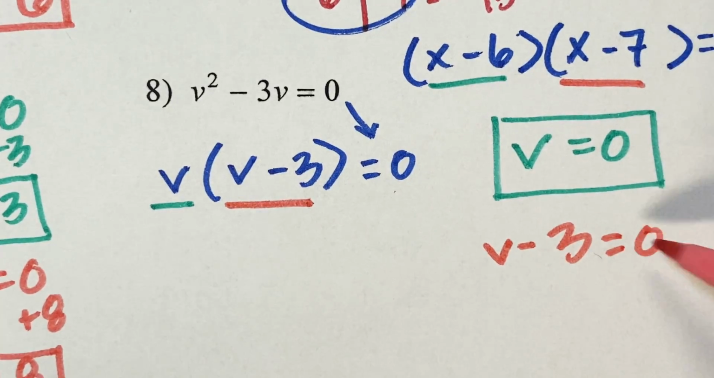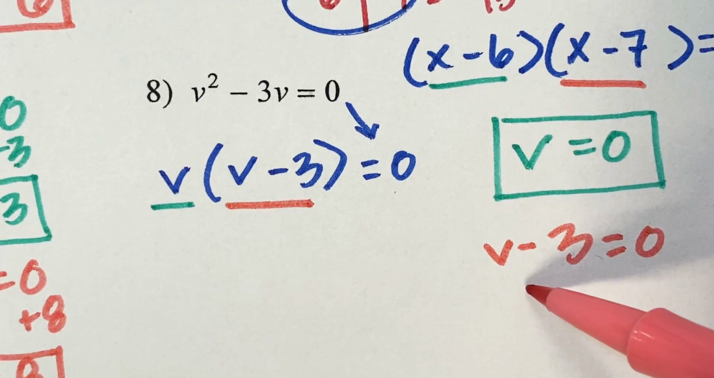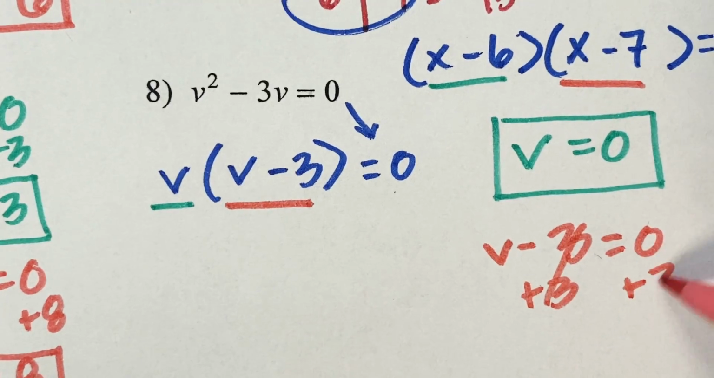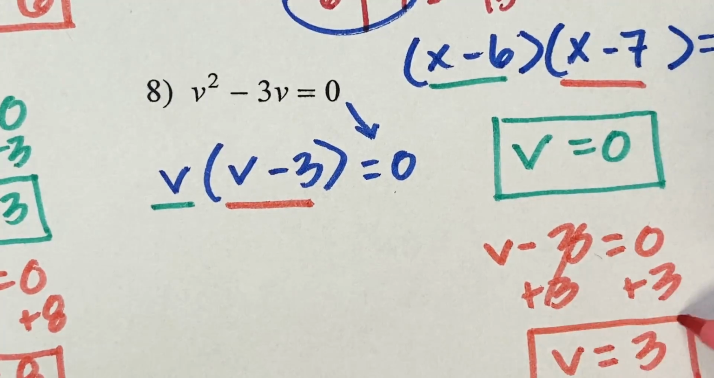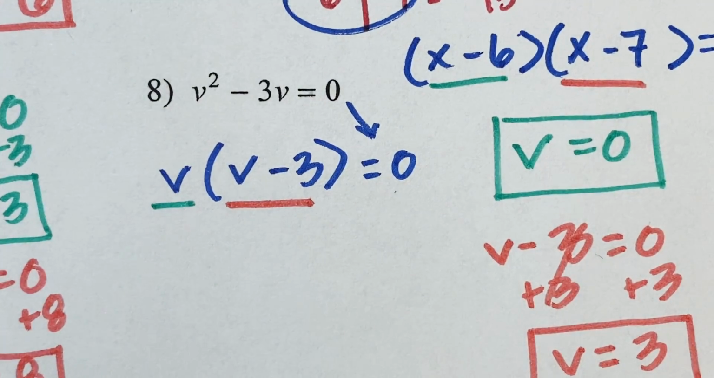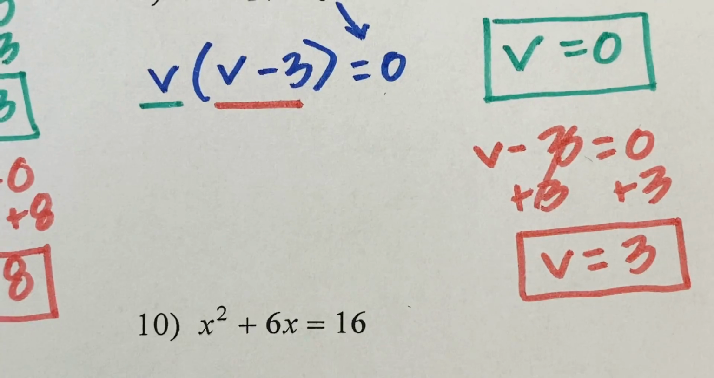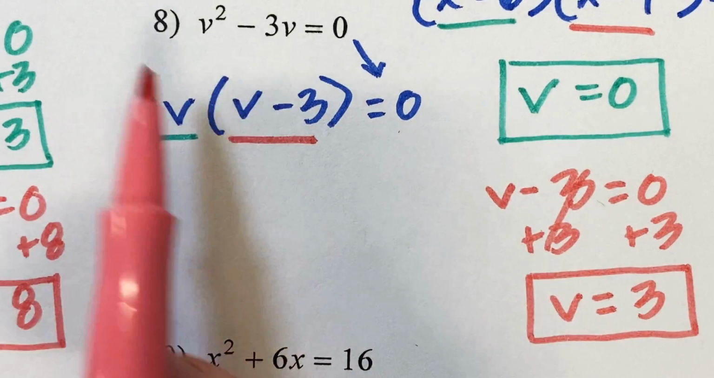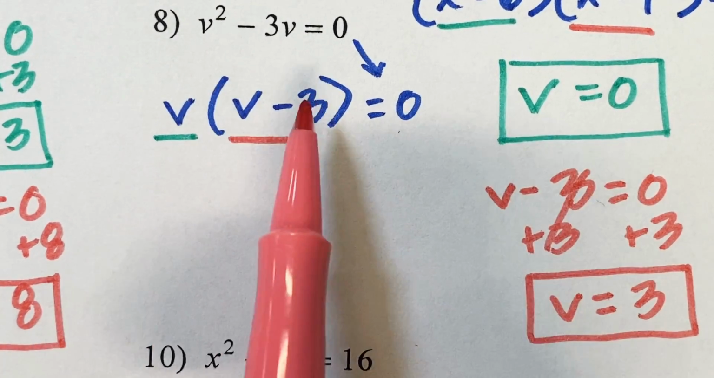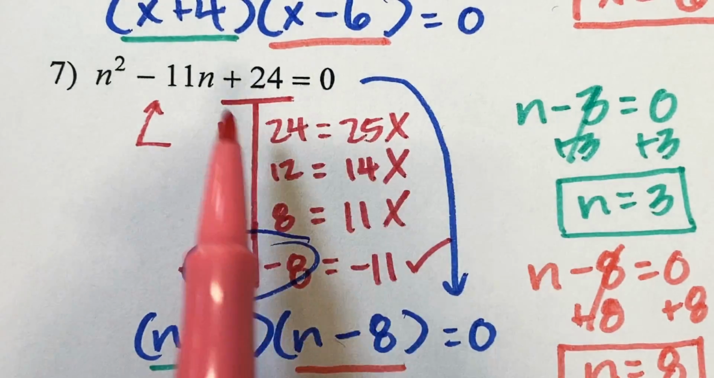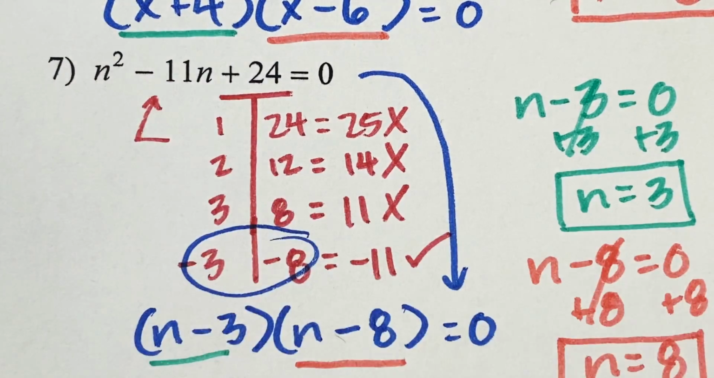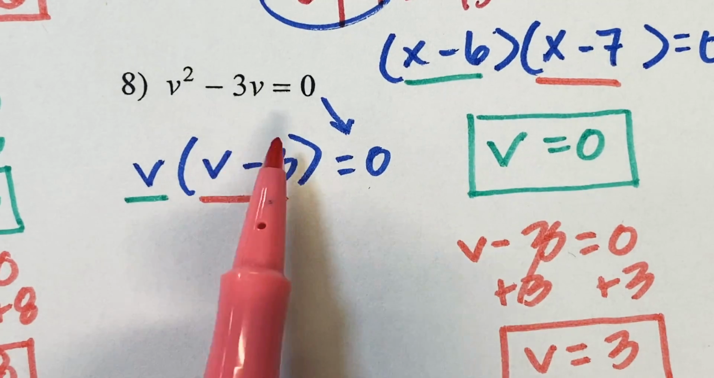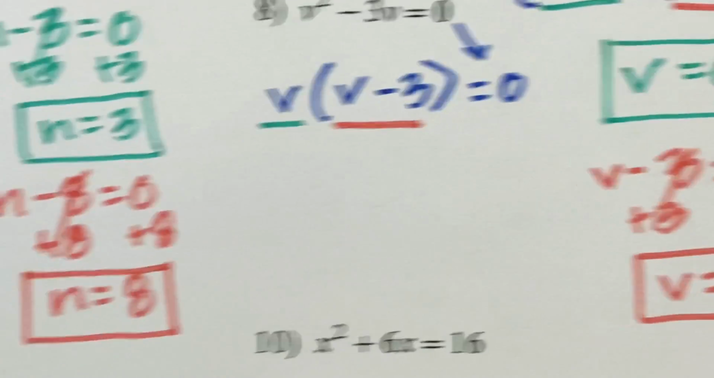v minus 3 equals 0. Now we got to get rid of that minus 3, so we add it. And v equals 3. That one was kind of easy, because remember, when you are factoring, if they have something in common, you must factor it out first, okay? All these guys where we have to find the two numbers, all three of these terms don't have something in common. But when it's two terms, they might. When it's three terms, they might.